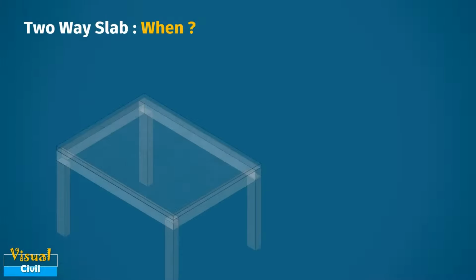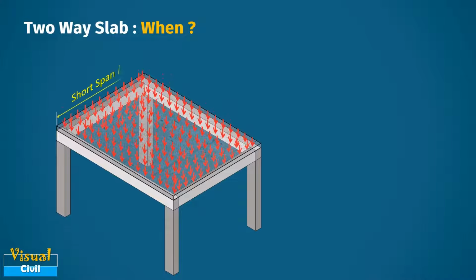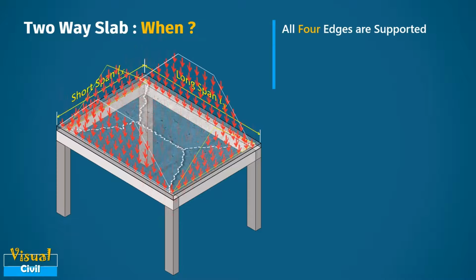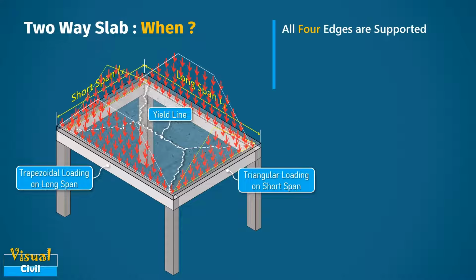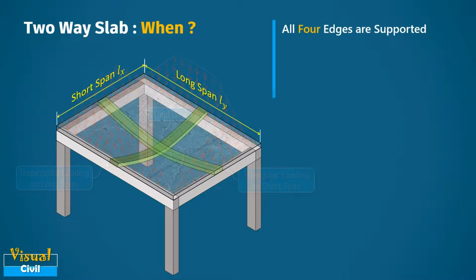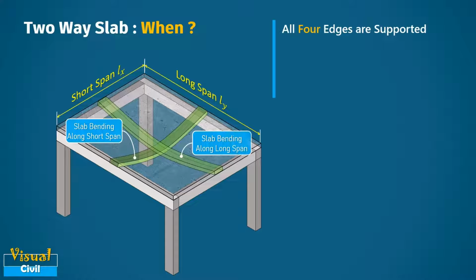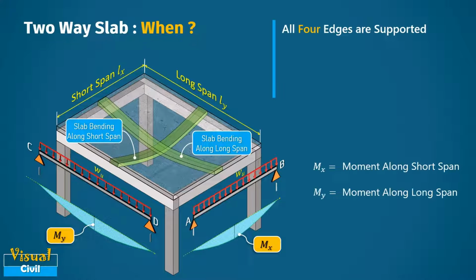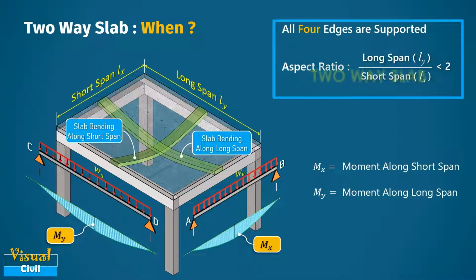If the uniformly loaded rectangular slab is supported on all four edges, the UDL will be transferred to all the four supporting edges. Then the slab will bend along the two orthogonal directions as shown here. This action is called two-way action. When the aspect ratio of long span to short span is less than 2, the values of curvature and moments along the short and long span are significant. In this case, the slab is termed as a two-way slab.